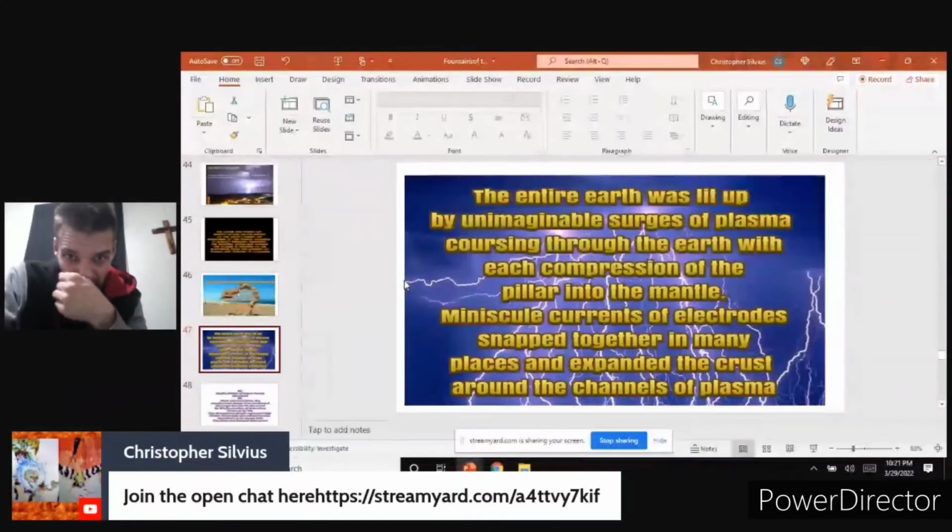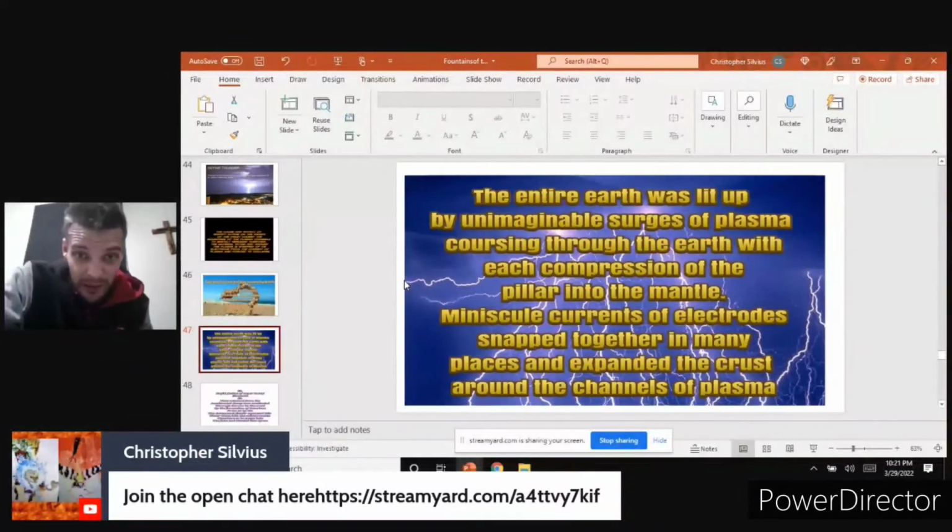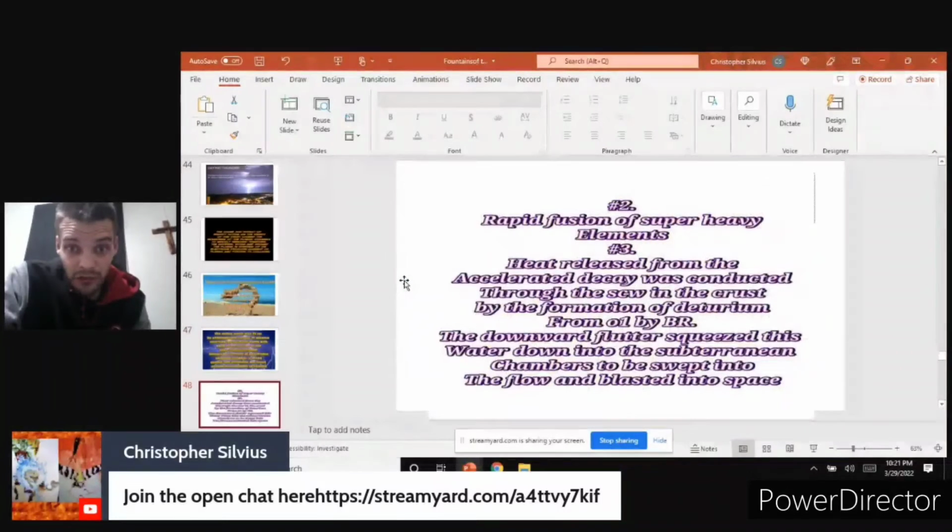The entire Earth was lit up by unimaginable surges of plasma, coursing through the Earth with each compression of the pillar into the mantle. The minuscule currents of electrodes snapped together in many places and expanded the crust around the channels of plasma. So if you had channels of plasma, like electricity, going through the crust of the Earth, instead of expanding the air like they do in the sky, in the atmosphere, and creating that loud crack sound that you hear, it actually expands the dirt and the rock, which then rebounds into that superheated gas and allows for this fusion to be possible. So you have a rapid fusion of super heavy elements.